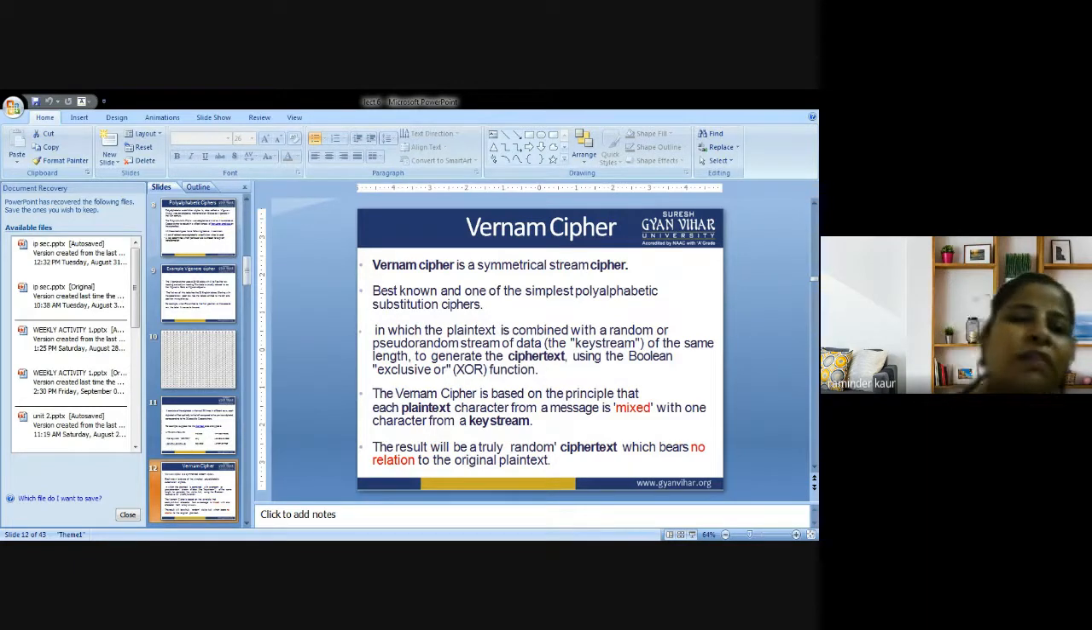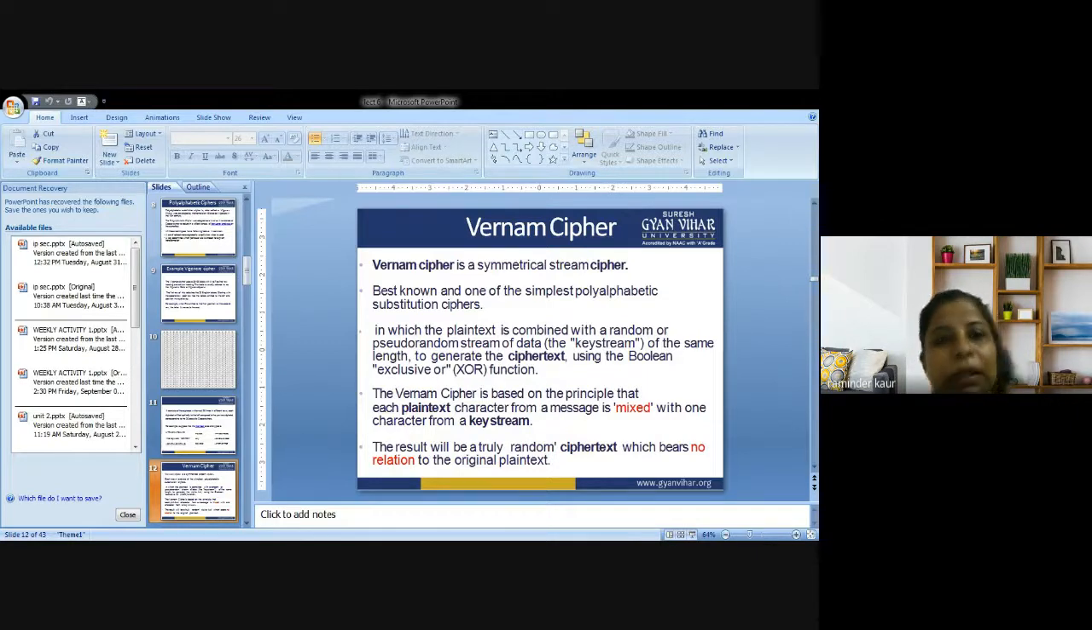So what is basically Vernam cipher? It is a method of encrypting alphabetic text, and it is one of the techniques for converting plain text into ciphertext. In this mechanism, we assign a number to each character, like A equal to 0, B equal to 1, C equal to 2, and so on, Z equal to 25.